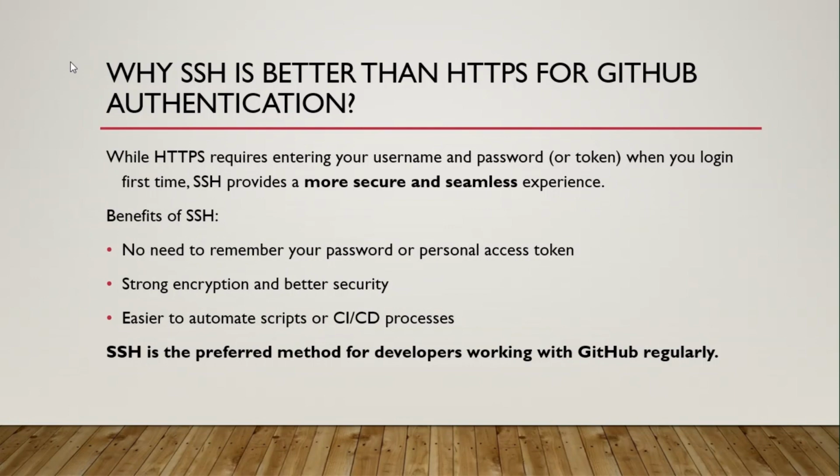Now, why is SSH better than HTTPS for GitHub communication? For all the CI/CD pipelines, we don't want them to communicate over HTTPS. For them, SSH is the preferred method, since it's more secure and seamless. It does not require a username or a password, or any personal access token. Now, what are the benefits of SSH? We don't need to remember our password or personal access token every time. It has strong encryption, better security, and as I said, it's easier to automate the CI/CD pipelines with SSH.